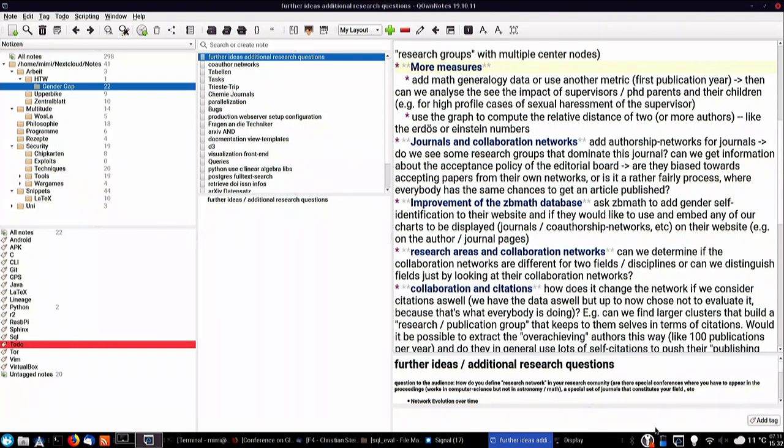And another thing would be to look at the different fields and the collaboration networks, because we've already heard that in math you usually only have papers written by one or two or three authors, whereas in, I don't know, astronomy or physics, you have these large collaborations. And so maybe you can see from the collaboration graph which field it is, because it's more dense or there are more nodes and edges in it.